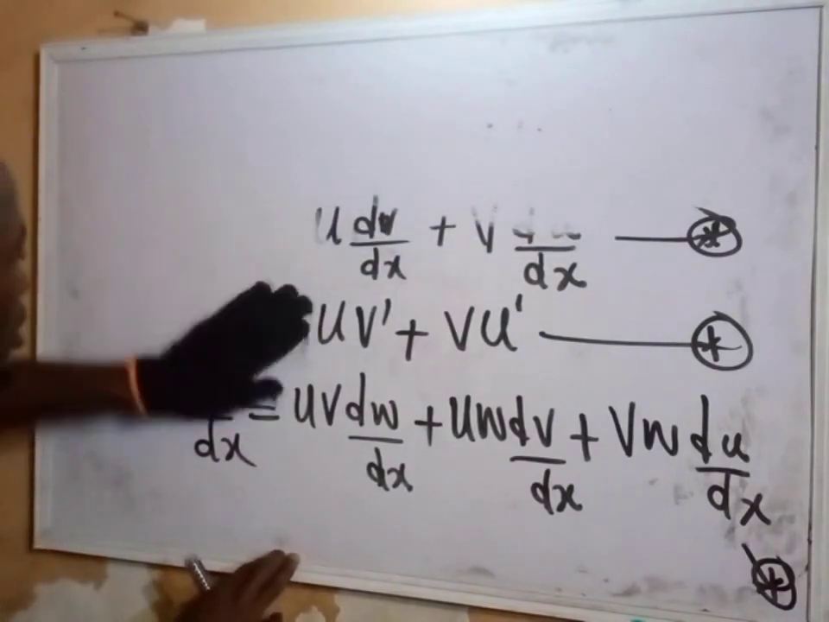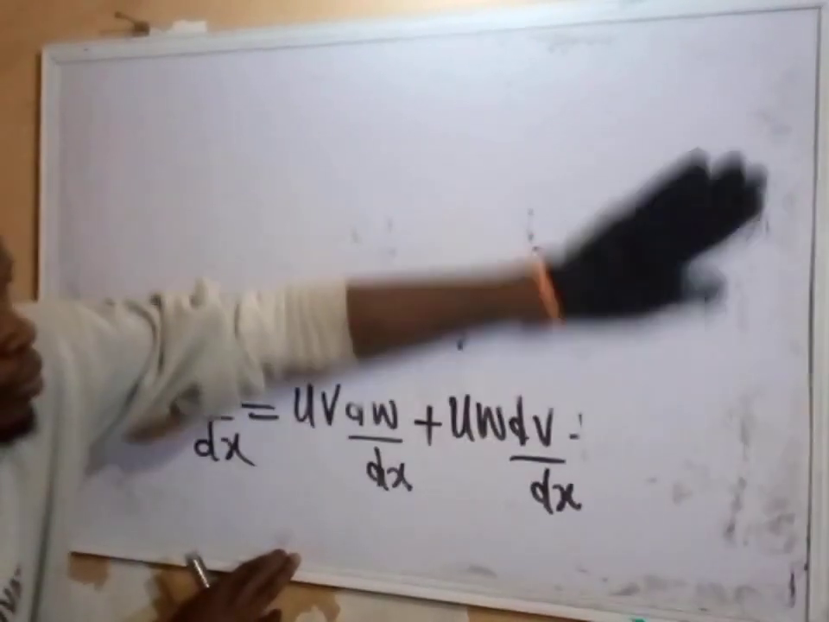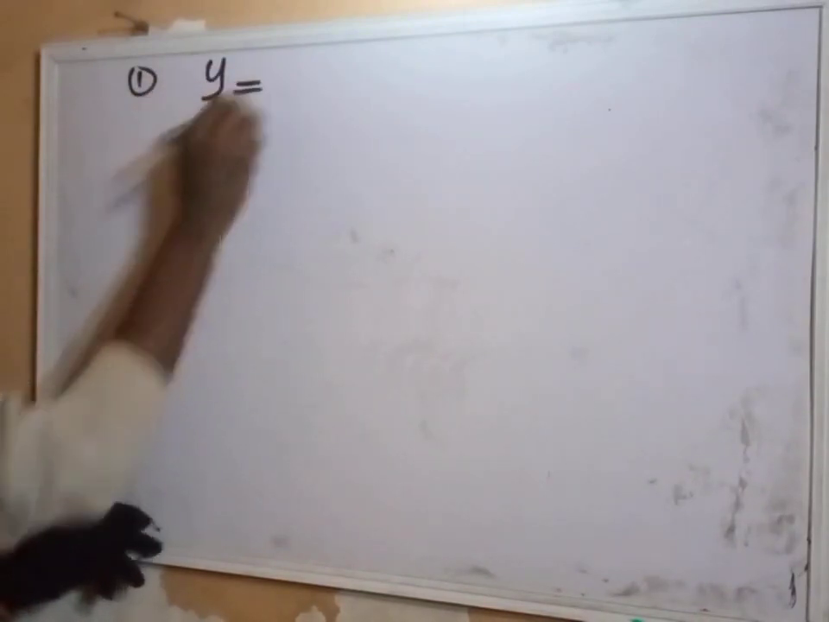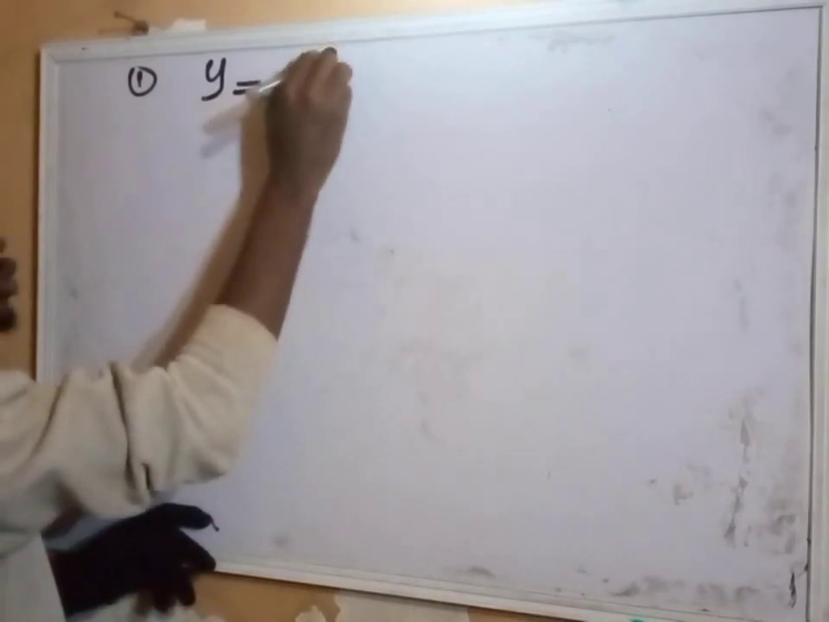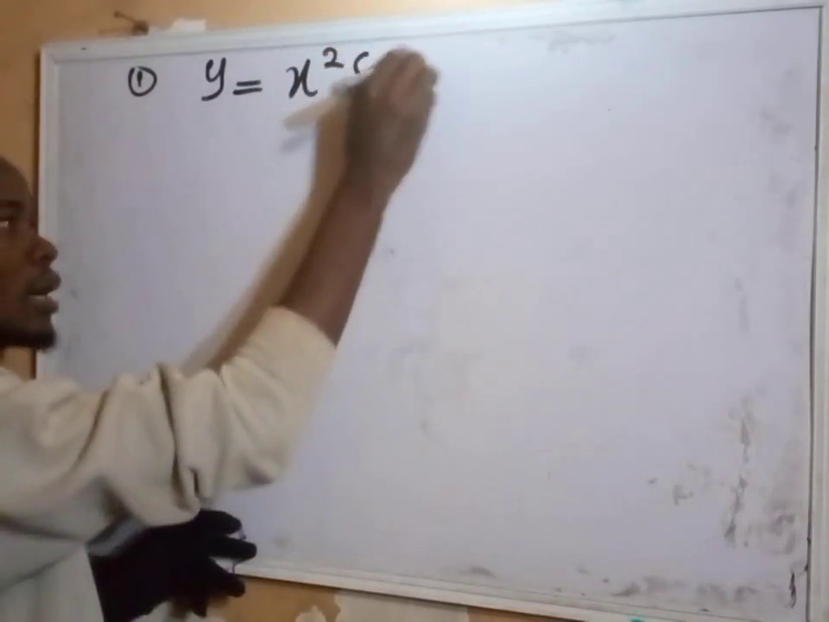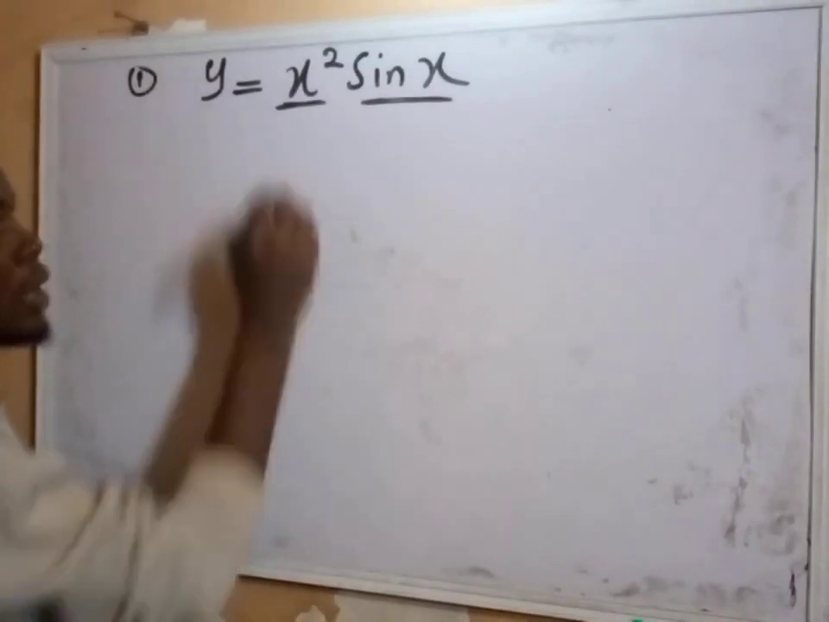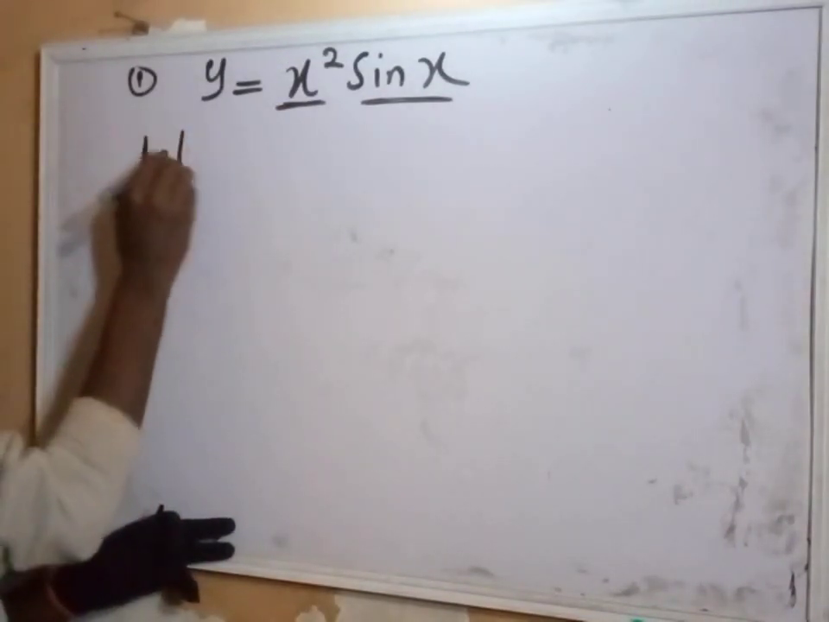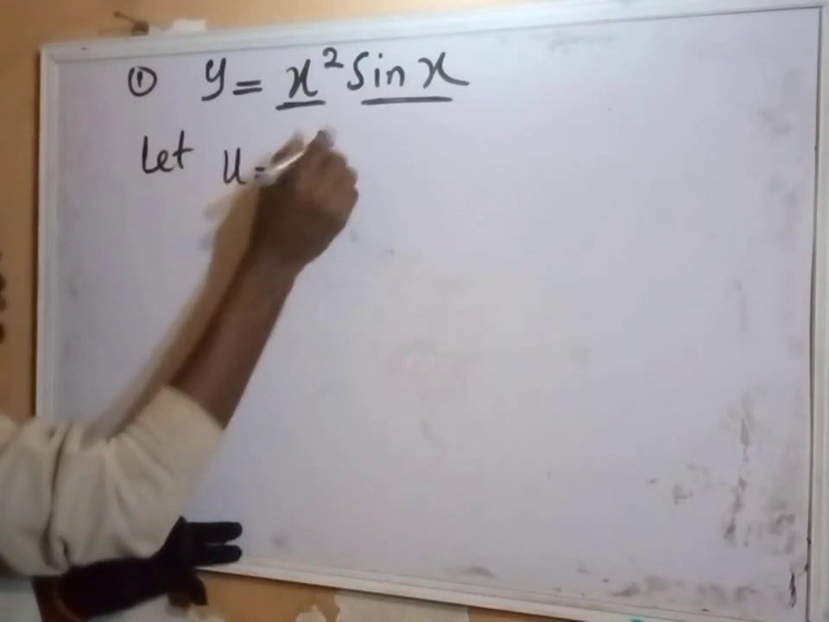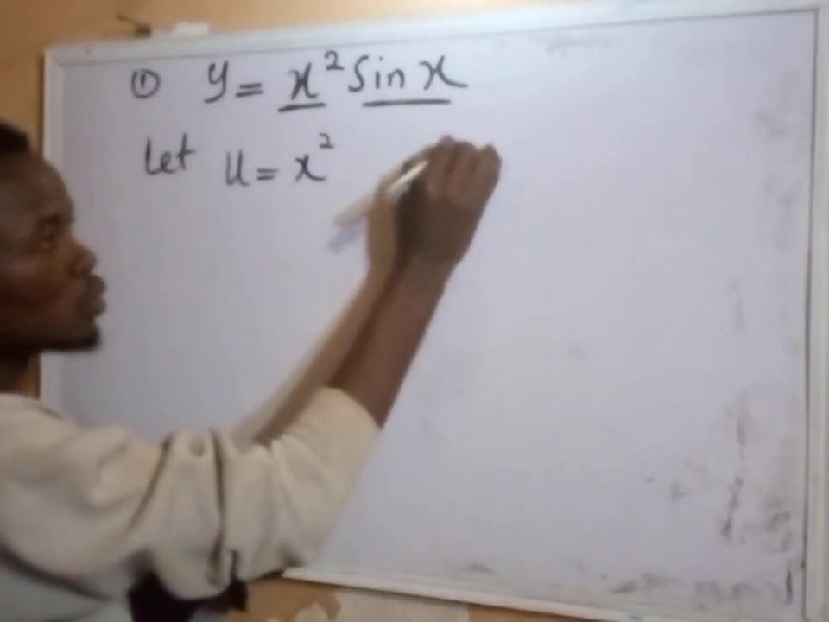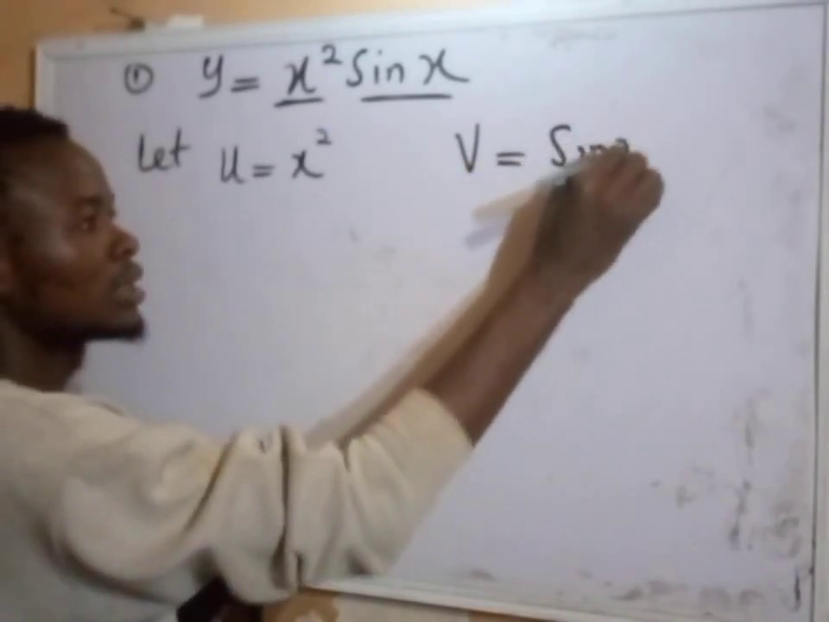The first example I'm going to consider here: suppose you are given the product of a quadratic. Example 1: find dy/dx if y equals x raised to the power of 2 times sine x. You know this one is quadratic and this one is trigonometry. So we let u equal x squared. Any of these two can be u, but I'm letting x squared. Let's say v as well. We have v equal to sine of x.